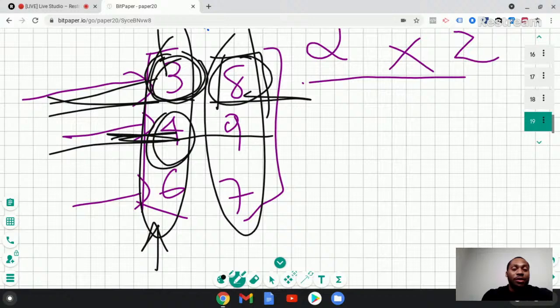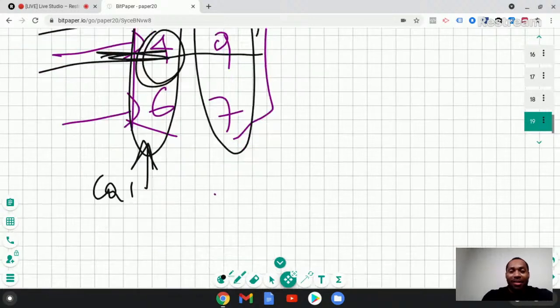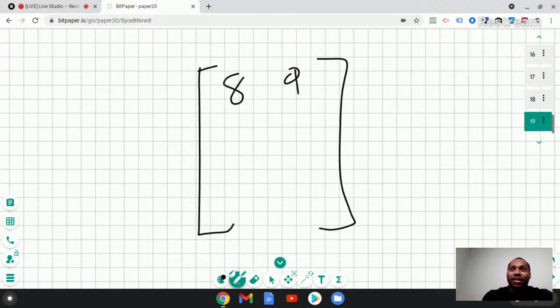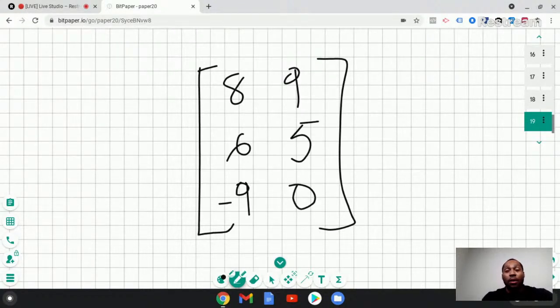And if this is the first column here, first column, and let me do something that's a little bit less messy. So let's say we have this. Let's start with another -9, 0, 5. So what's the position of 8 here?